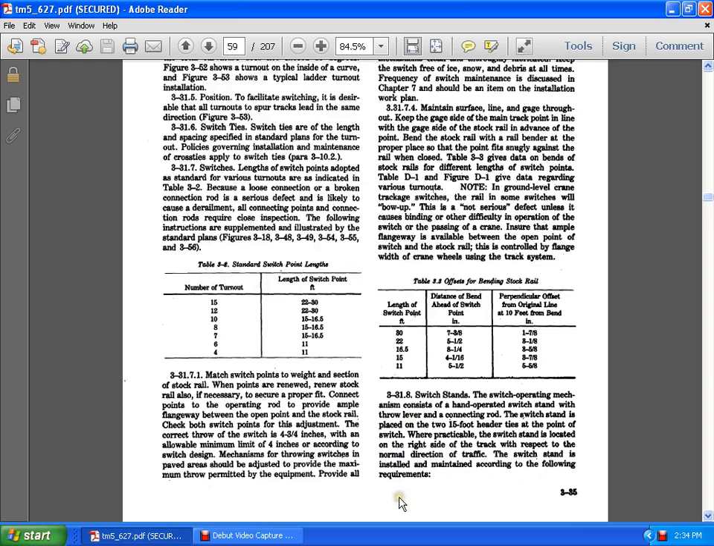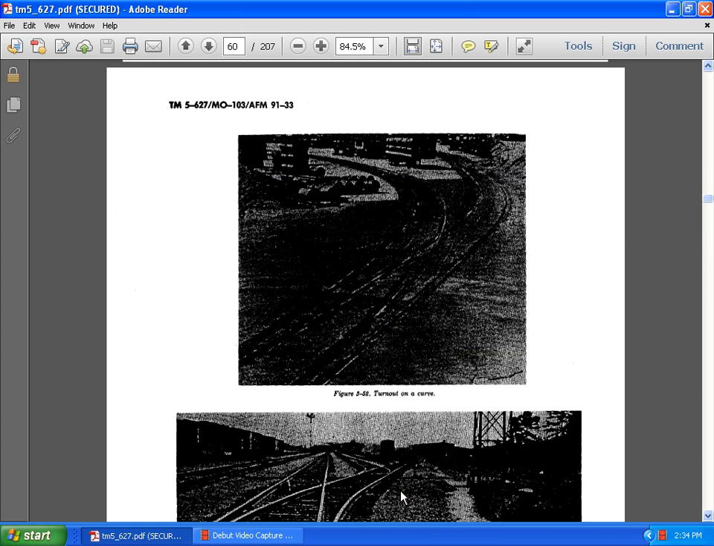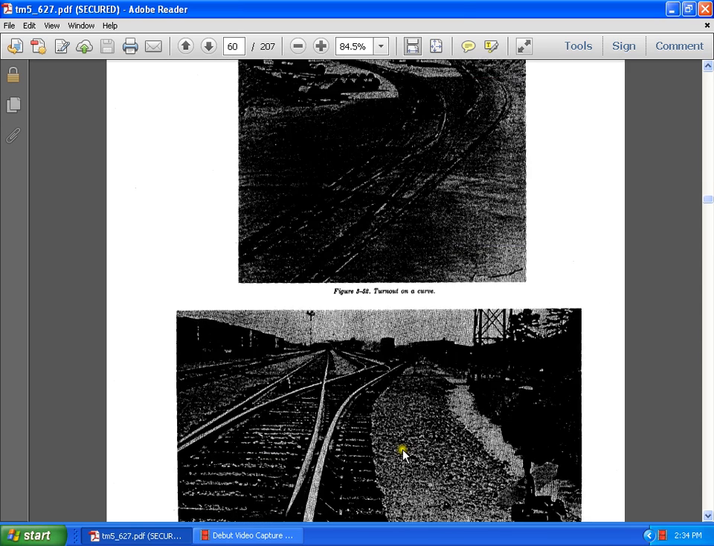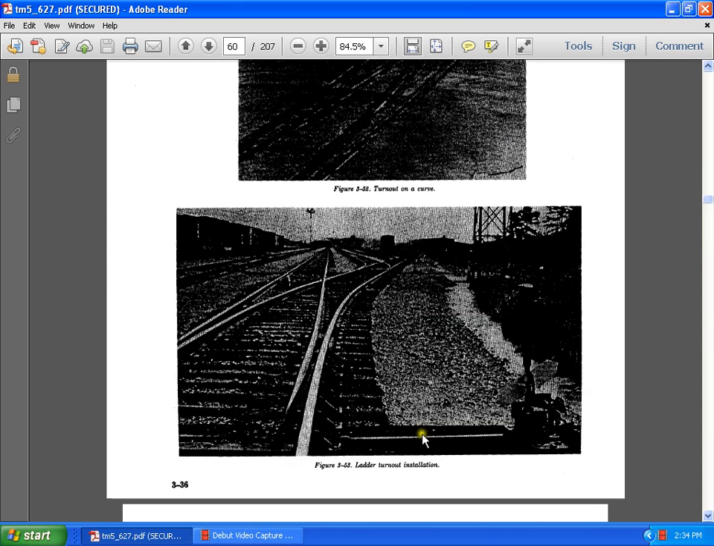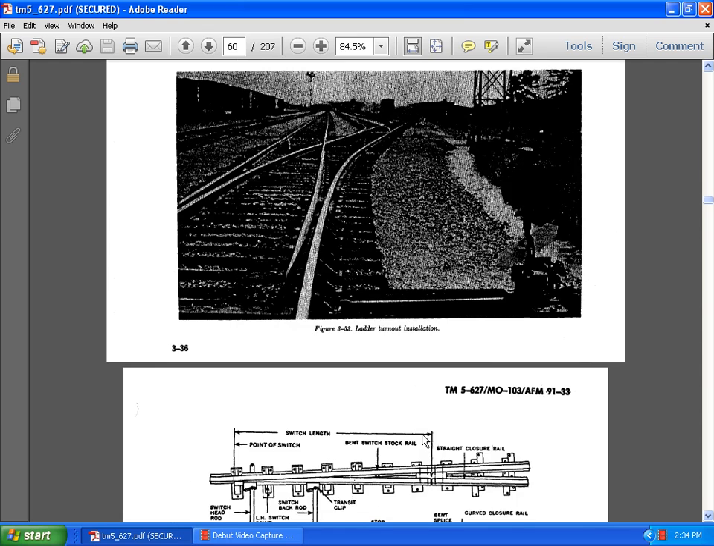3.3.1 Switch stands. The switch operating mechanism consists of hand operated switch stands and thrower lever connection rods. Switch stands are placed on two 15-foot header ties at the point of the switch ties. A practical switch stand is located on the right side of the track with respect to the normal direction of traffic. Switch stands are installed and maintained according to the following requirements. The figure shows a turn of the curve, and then another turn of the curve, in the ladder of the turnout installation.